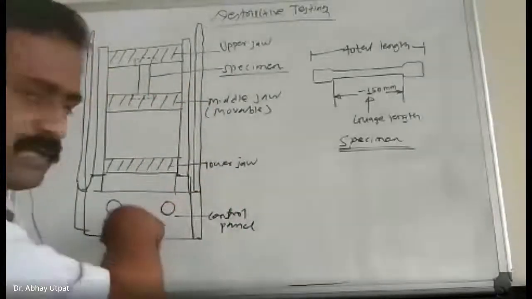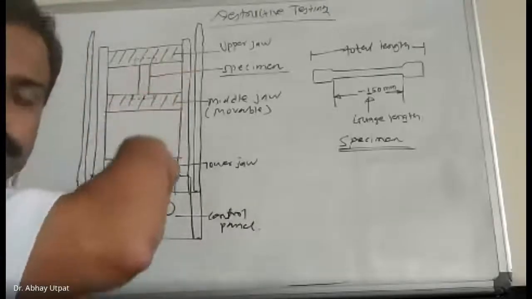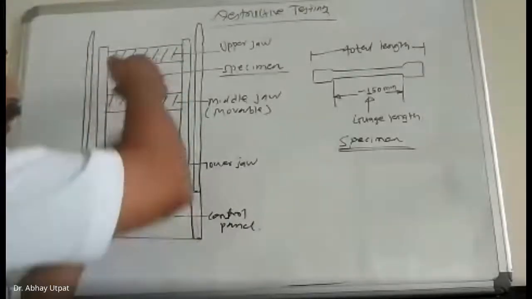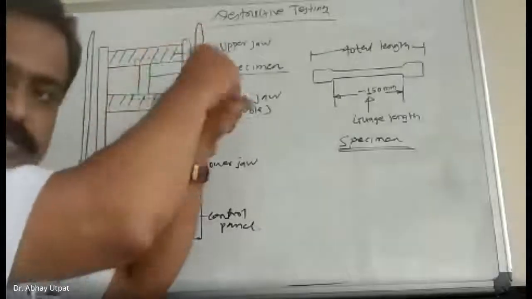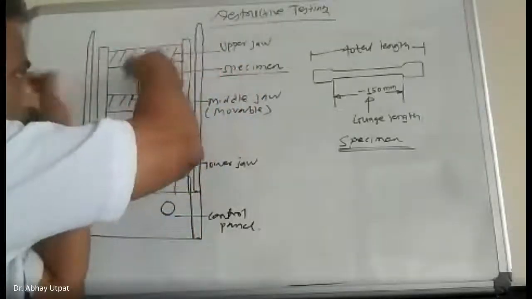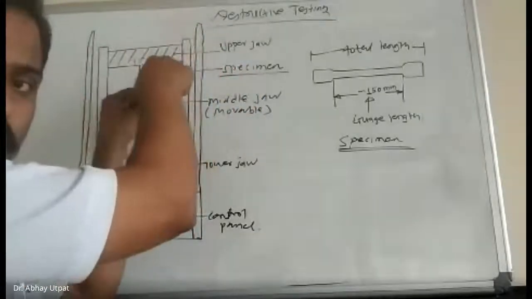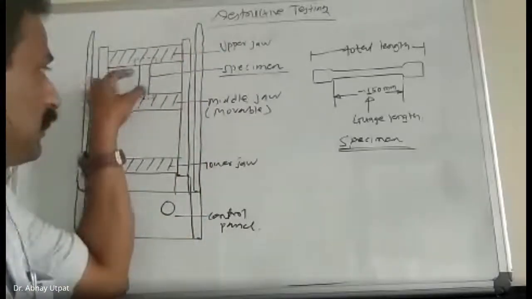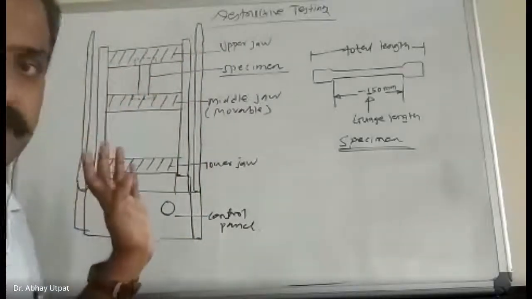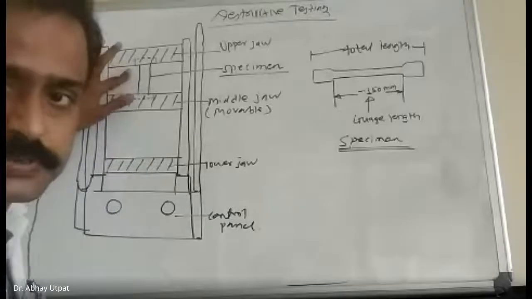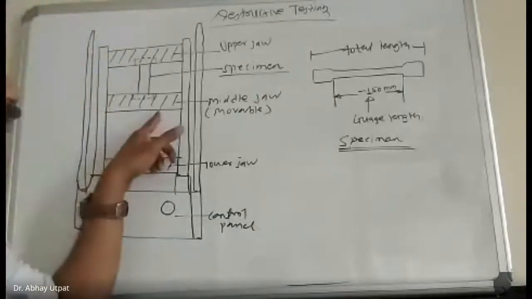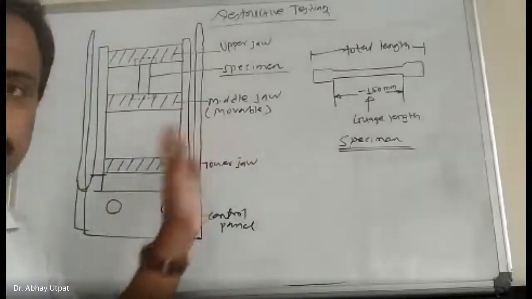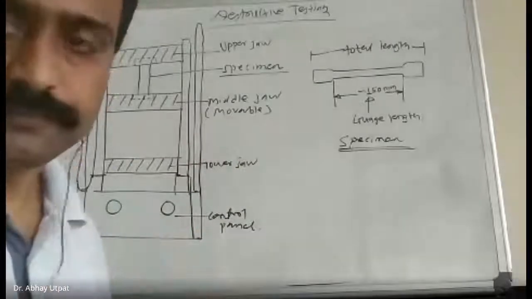You have to press the buttons on control panel. Middle jaw will move up and down. There are jaws, so jaw keys are there. You have to open that jaw, fix the specimen, lock it, and this specimen will fix. Once specimen is fixed, you should not move movable jaw. That is middle jaw. It should be locked.